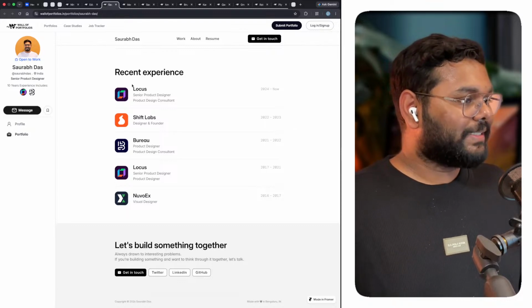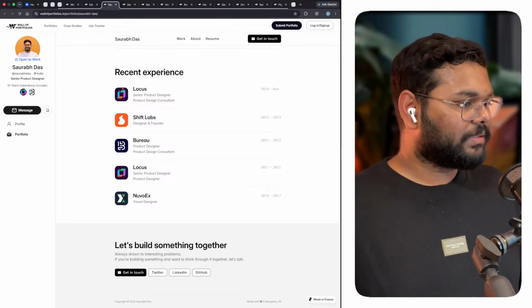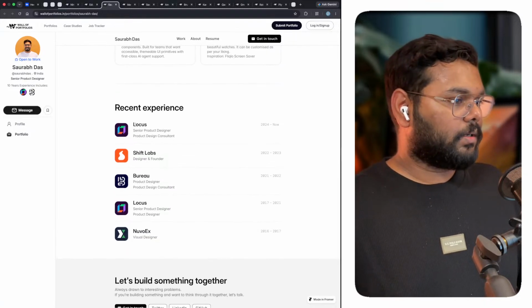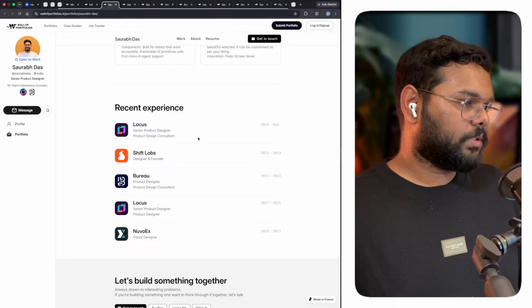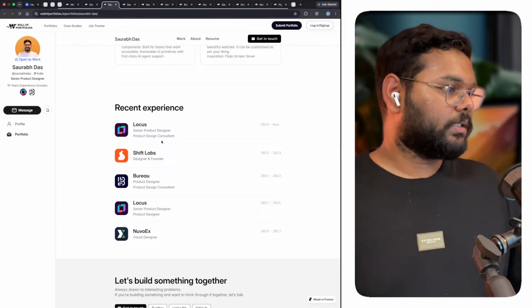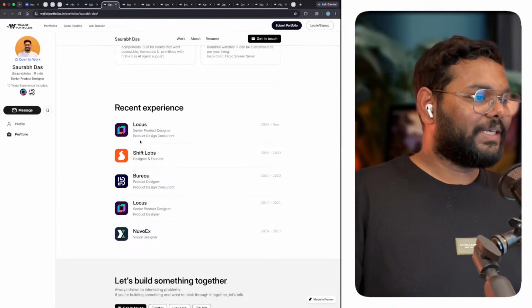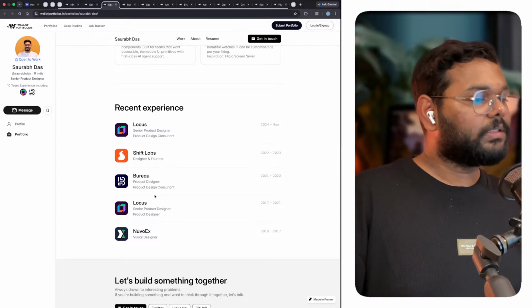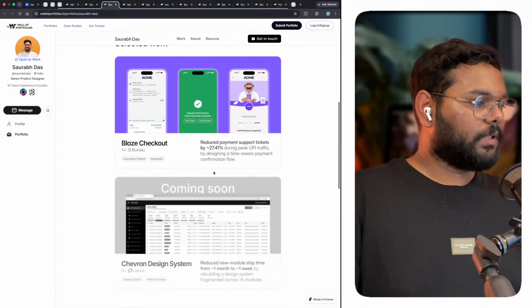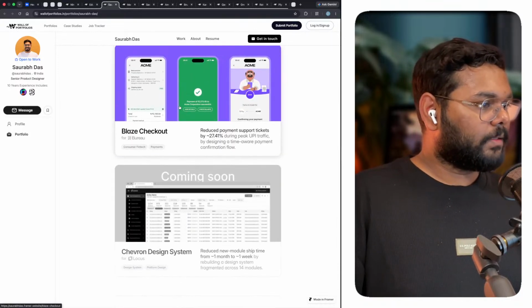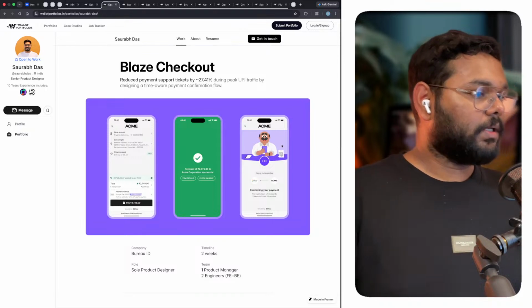For recent experience, I think showing logos is good, but I think having a little more detail, that at Locust what he actually does, or at Shift Labs what he did. One word doesn't make that much of a difference, in fact.